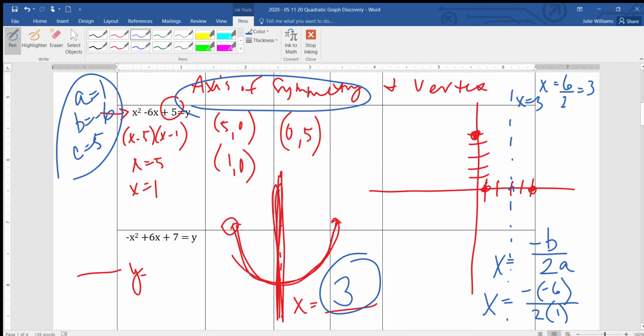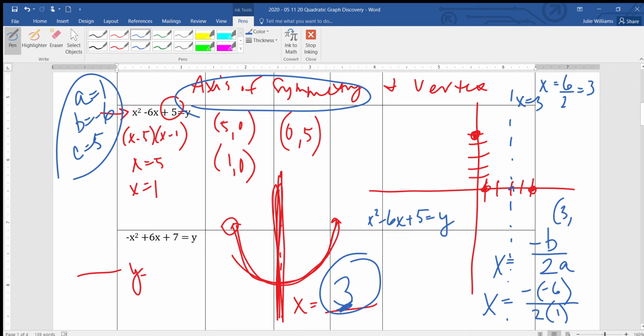Okay, well, how do I find the y value of the vertex? I know the vertex is going to be 3 comma something, right? I know the x value is 3 because the vertex is on the axis of symmetry. Well, let's look at this equation, x squared minus 6x plus 5 equals y.